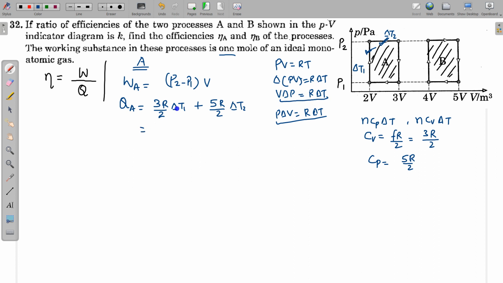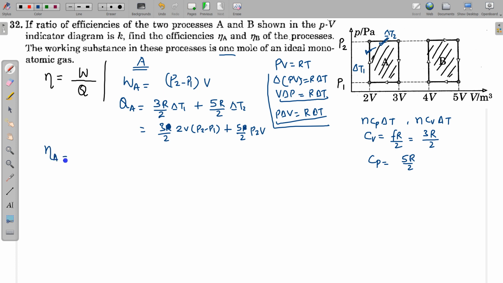So for this process, volume is constant at 2V. And what is the change in pressure? Change in pressure is P2 minus P1, plus 5 by 2 for R delta T2. For R delta T I have written this, R will go from here, R will not come here. In this process, pressure is constant and volume is changing, and this is P2, and the change in volume is 3V minus 2V, this is V. So this is the expression for heat.